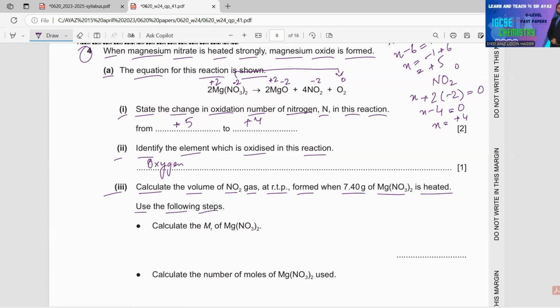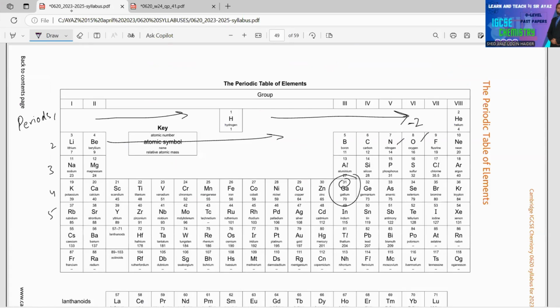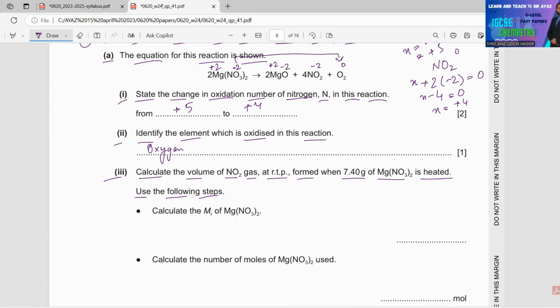Use the following steps. First of all, we need to calculate the Mr of Mg(NO3)2. So for Mg, where is Mg? Here is Mg. Relative atomic mass is 24, nitrogen is 14, oxygen is 16. So 1 magnesium, we'll write 24, plus how many nitrogen? 2 nitrogen, so 2 multiplied by 14. What about oxygen? 2 times 3 is 6, 6 multiplied by 16. So this will become 148.